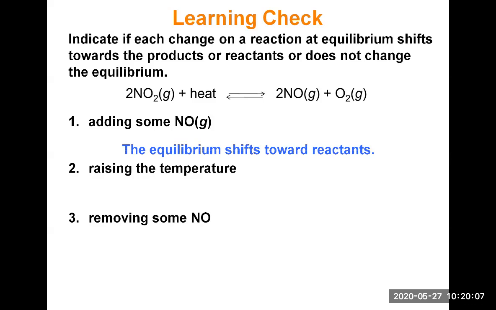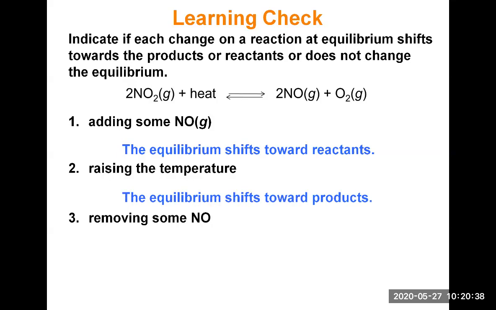What happens if you are raising the temperature? So you're raising the temperature, which means you're bringing energy, you're providing heat. And here we have an endothermic reaction that needs heat to go forward. So this will favor the forward reaction, because you provide the heat that is needed for the reactant to react and become the product. So the equilibrium will shift towards the products.